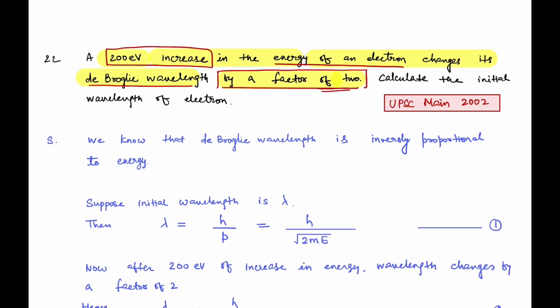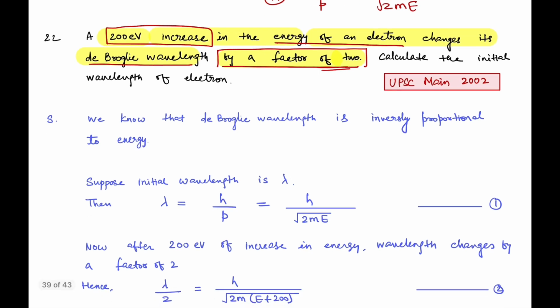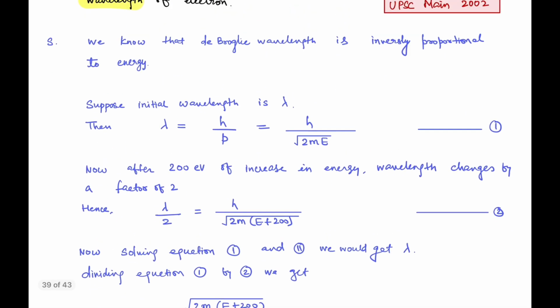How do we know that it is decreasing? We know that lambda is h by p, and it is going to be h by root 2mE. Whenever energy increases, obviously wavelength is going to decrease because they are inversely related. So we need to calculate the initial wavelength. We know that de Broglie wavelength is inversely proportional to root of energy. Suppose the initial wavelength is lambda, then lambda is h by p, which is h divided by root under 2mE.